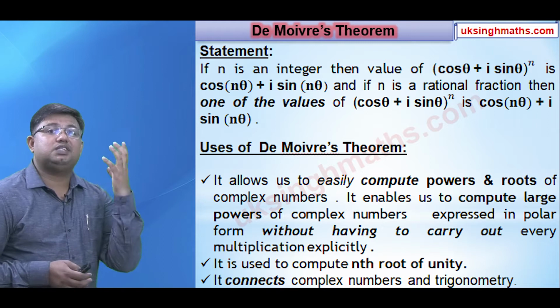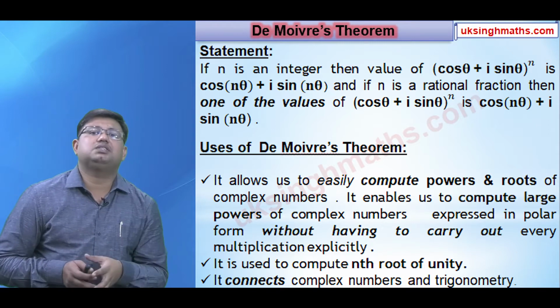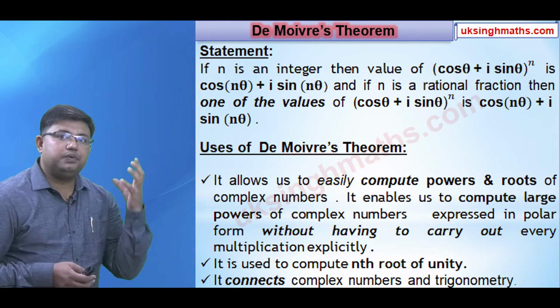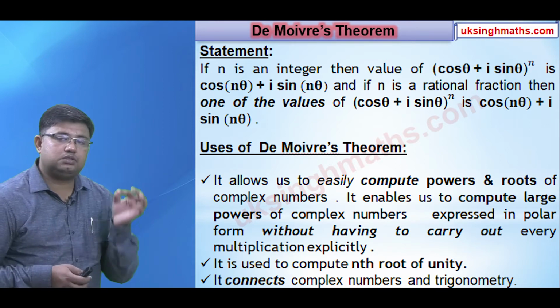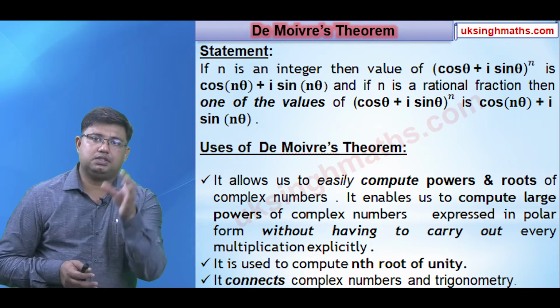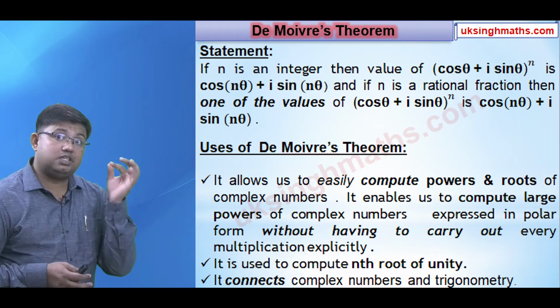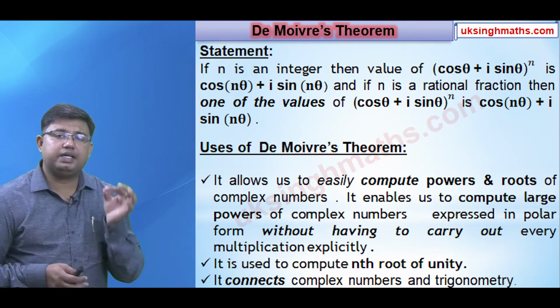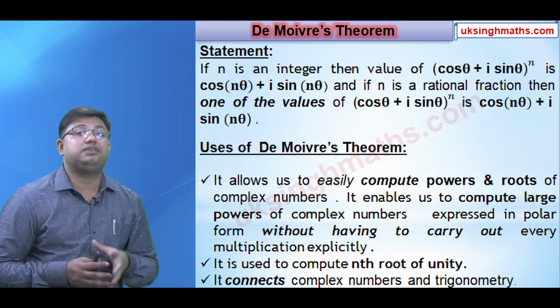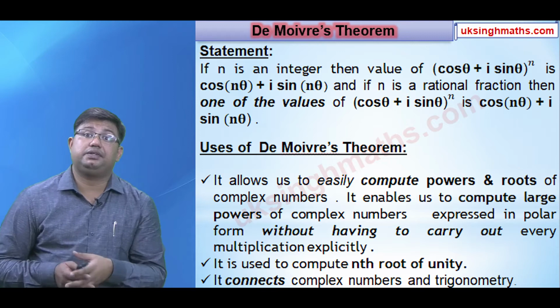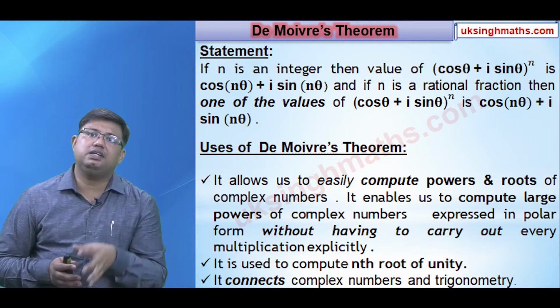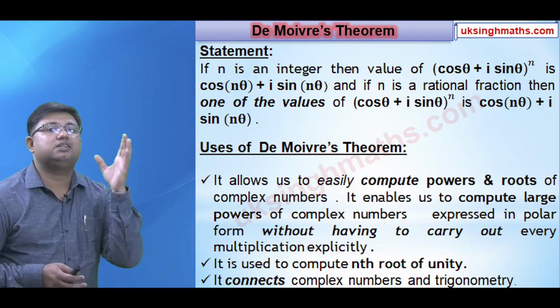Now let us see uses of de Moivre's theorem. De Moivre's theorem allows us to compute the powers and roots of complex numbers. It allows us to compute large powers of complex numbers expressed in polar form without having to carry out every multiplication explicitly. It is used to compute the nth root of unity. It also establishes a relation between complex numbers and trigonometry.